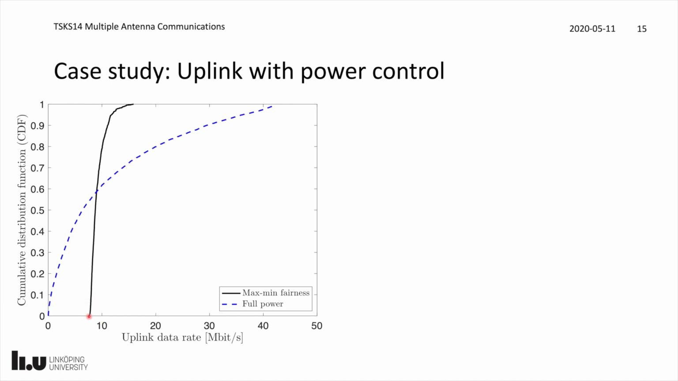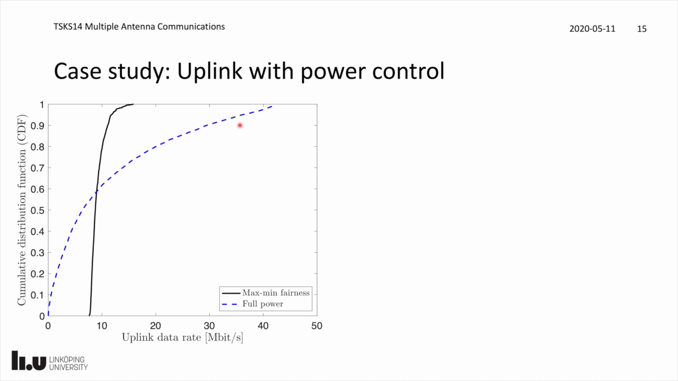I'm comparing this to the case when we are giving full power to everyone. So everyone is allowed to transmit with the full possible power. Then we get these values here on this blue line. And in this case, in each user drop, we are getting differences in the SINRs between the users, and then we also get differences between different user drops. So that's why we have these variations as well.